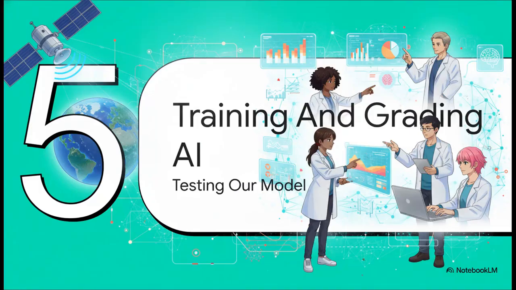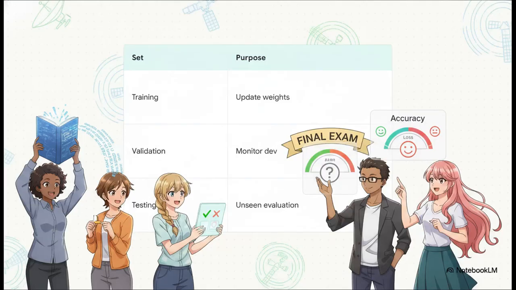Which brings us to section 5, training and grading AI, testing our model. So we've built the whole pipeline, but how do we actually figure out if our newly trained AI learned anything useful about the Earth? Well, we have to grade it, much like a student taking a class. To do this fairly, we split our data into 3 piles. The training set is basically the textbook the AI studies to learn the material. The validation set is the practice quiz used to tweak its performance along the way. But the testing set, that is the final exam. It's kept completely hidden from the AI until the very end.